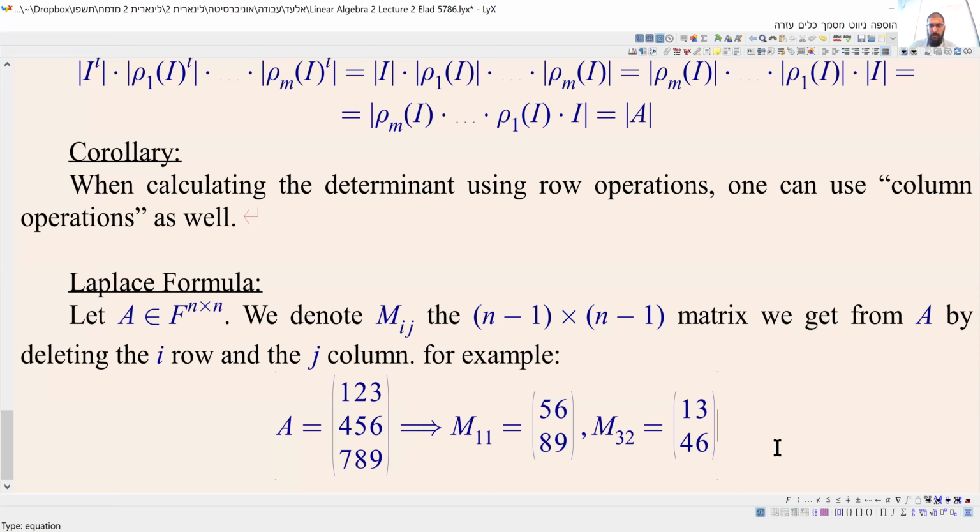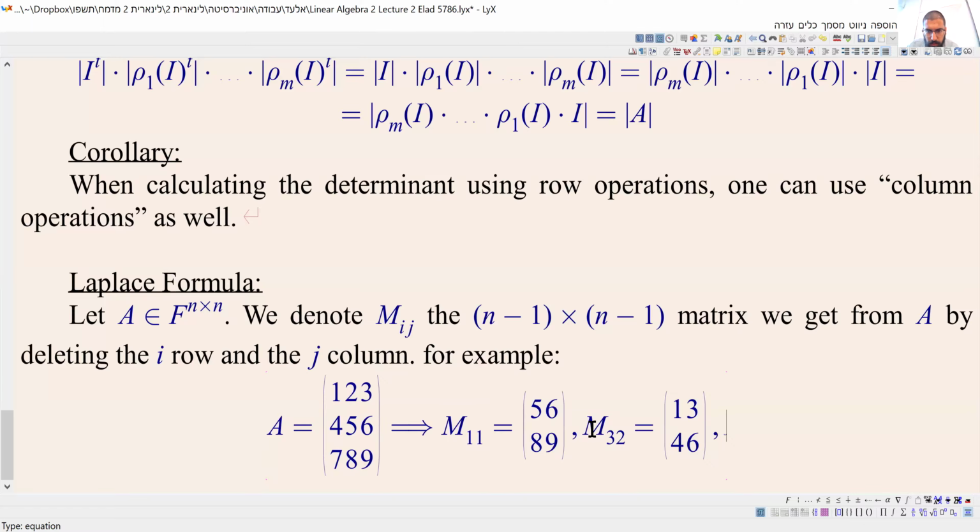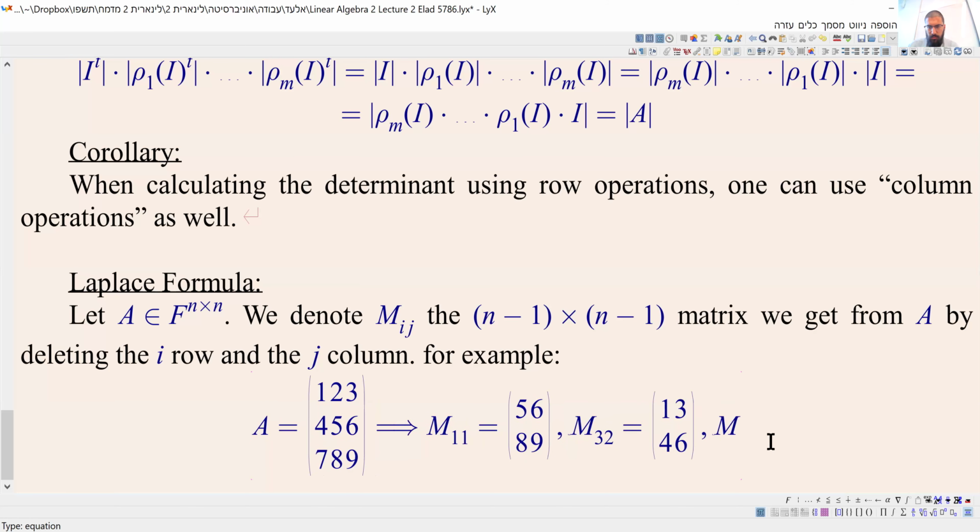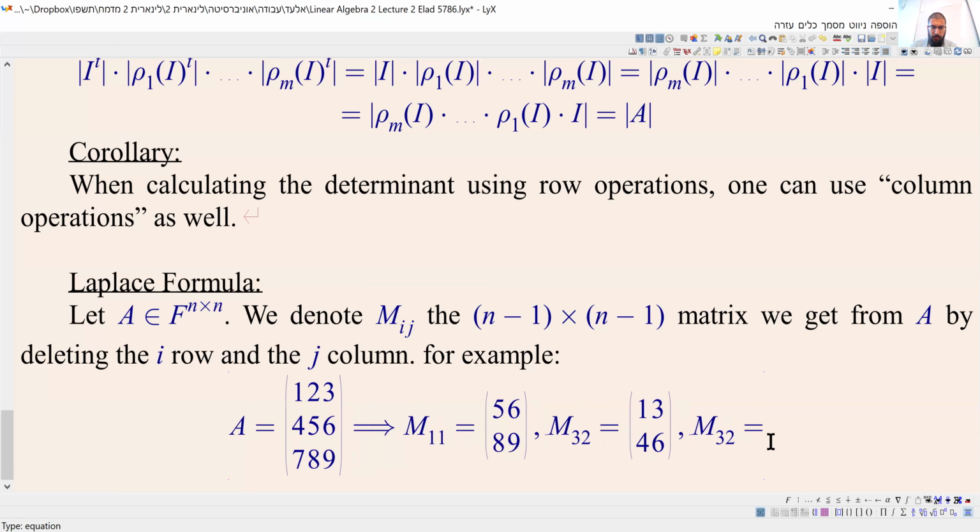Let's have another example. What is M23? You delete the second row and the third column, and you get 1, 2, 7, 8.